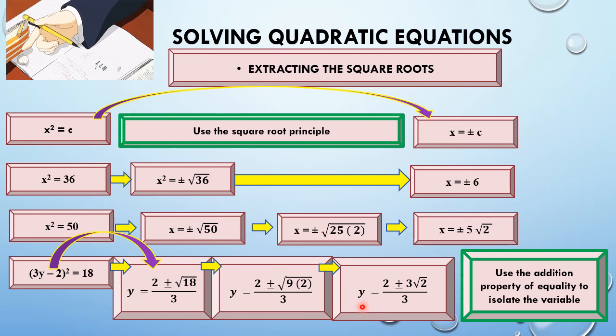So, the first answer is y is equal to 2 plus, only the plus is used first, 3 square root of 2, divided by 3. So that's one answer. The second answer is 2 minus 3 square root of 2, divided by 3. So that's the other one. So you have 2 solutions already.